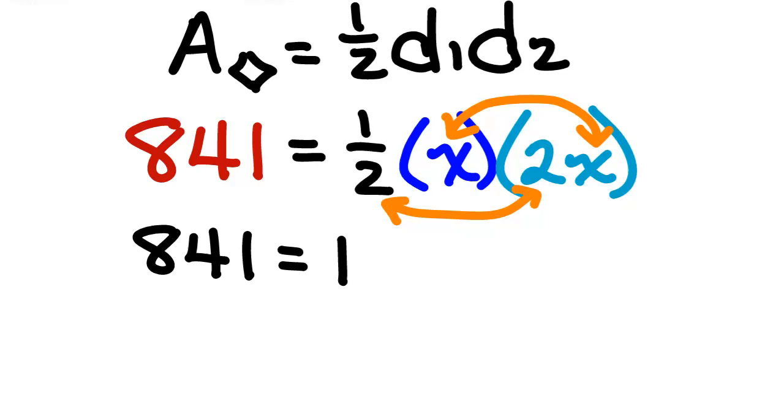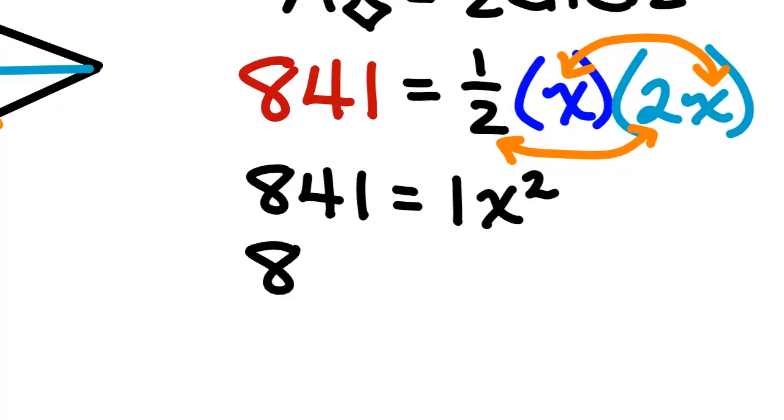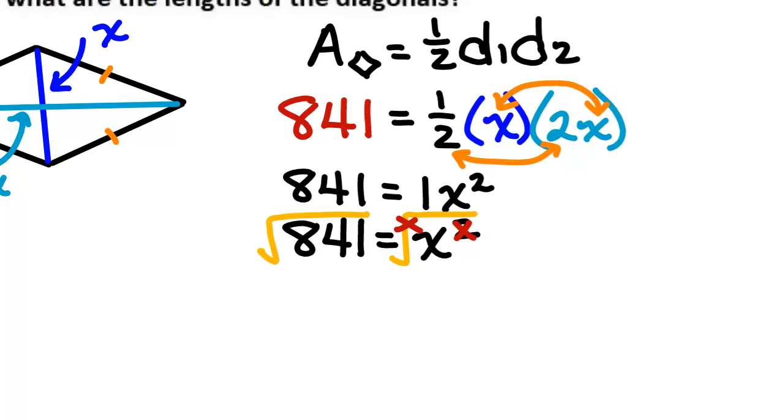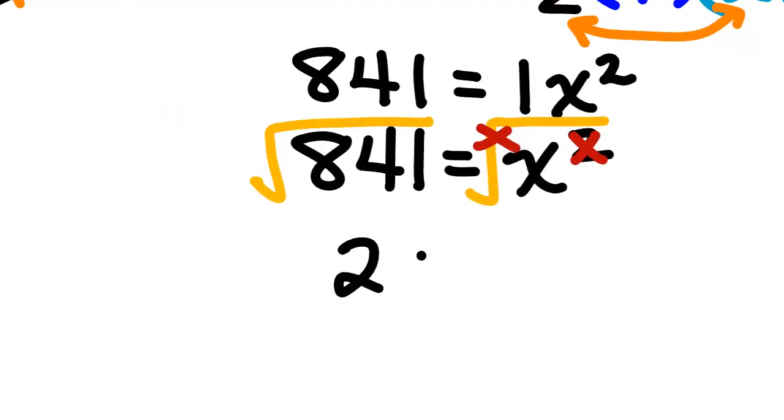What do we call it when we take something times itself? Squaring it. So what is x times x? X squared. There we go. So I have 1x squared equals 841. So that's the same thing as just x squared. How do I get rid of the squared on the x? Square root it. And if you do it to one side, you have to do it to the other side. So the squared and the square root cancel each other out. What is the square root of 841? 29.